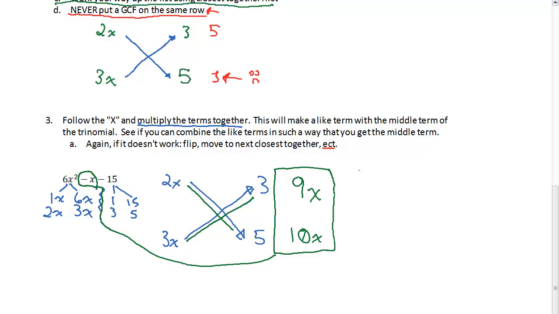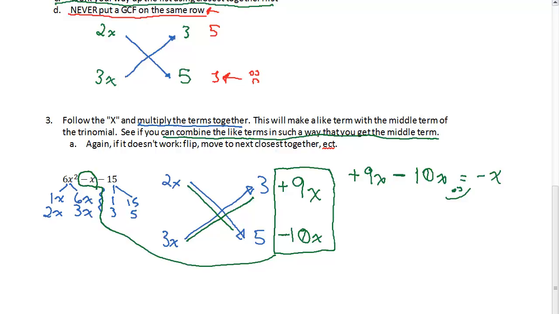So the question is, can I combine the like terms in such a way that I get that middle term? Is there some way to put 9x and 10x together such that I get negative x? Hopefully what you see is if you subtract 10x from a positive 9x, that will work, and that makes us happy. So I'm going to put a negative in front of the 10 and a positive in front of the 9, because that's the way that works.